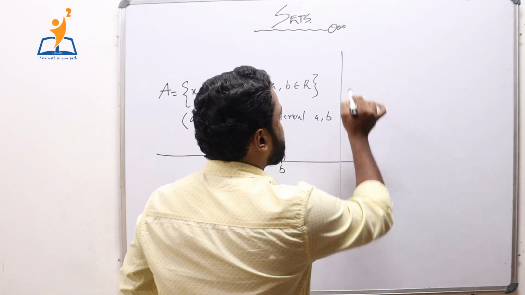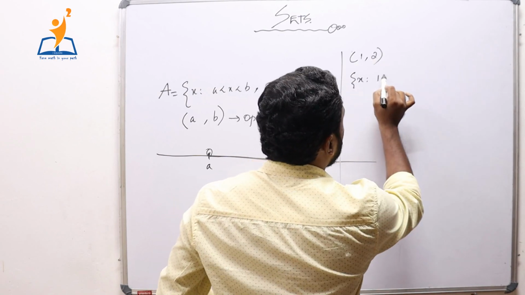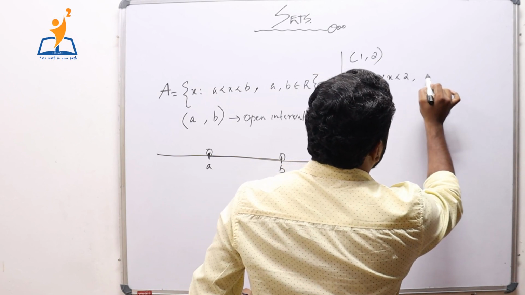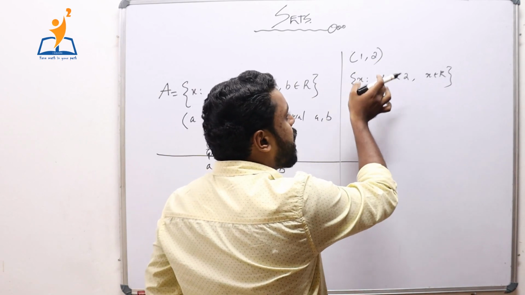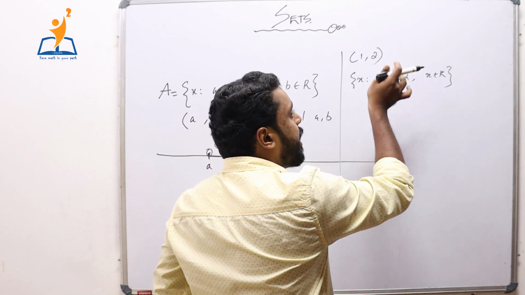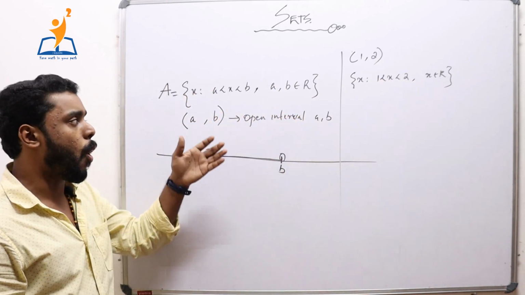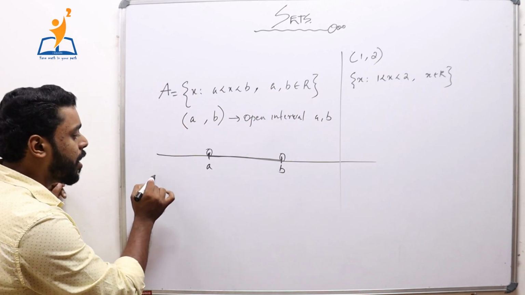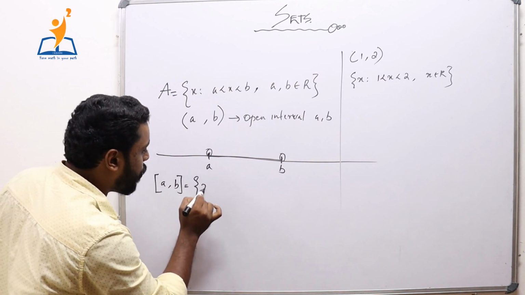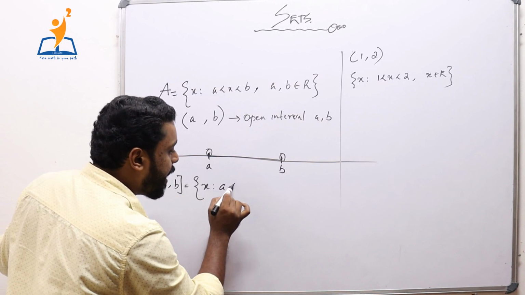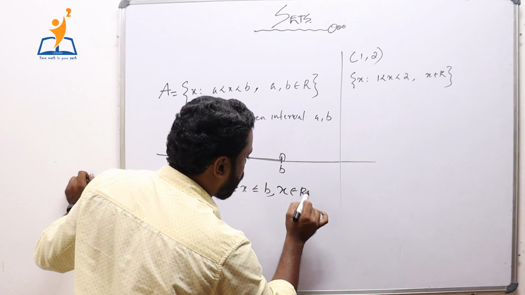Similarly, we can construct various types of open intervals. Open interval (1, 2) means the set of all x such that 1 less than x less than 2, x element of R. So the open interval (1, 2) means the set of all real numbers x on the number line in between the numbers 1 and 2. Similarly, we can construct lots and lots of open intervals like this. Similarly, we can name the closed interval ab as the set of all x such that a less than or equal to x less than or equal to b and x element of R.